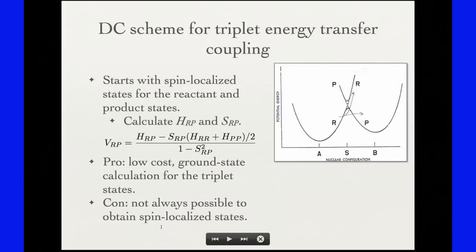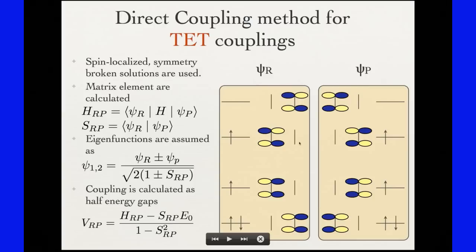But the problem is that it is not always possible to obtain spin localized states for both. Your potential problem is when you have an asymmetric system. Maybe one fragment is easier to have spin localized, and it may be hard to obtain a state with the spin localized on the other fragment. But when it is possible, then the direct coupling gives you the coupling result. Again, the idea is a linear combination of these two spin localized states gives you a symmetry restored eigenstate model.